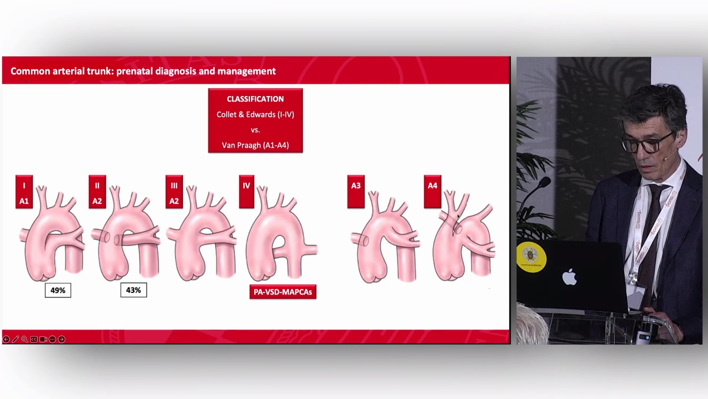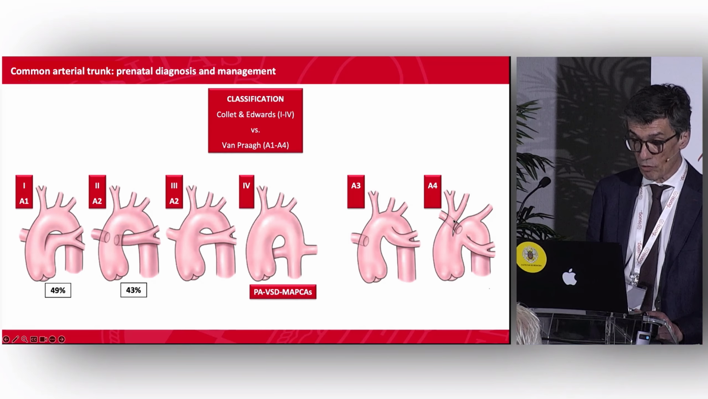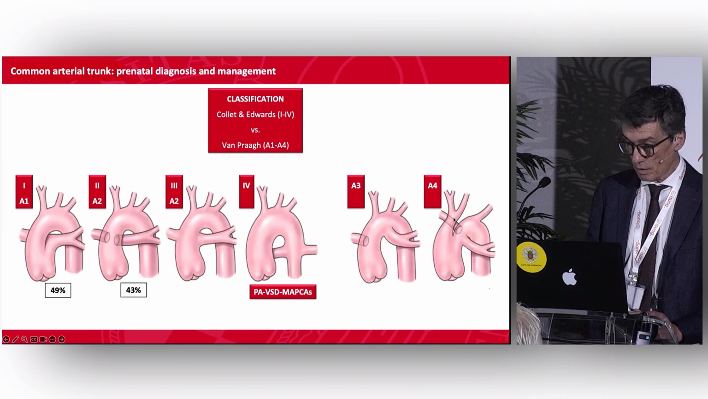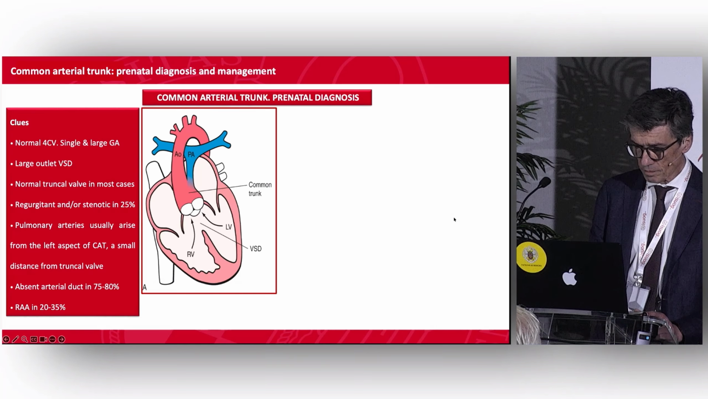And finally, one of the most common forms is the one where we have an arterial duct. There is a ductus arteriosus, and the aortic arch is either hypoplastic or even interrupted. I will show you in the following slides some examples of these types of common arterial trunk.